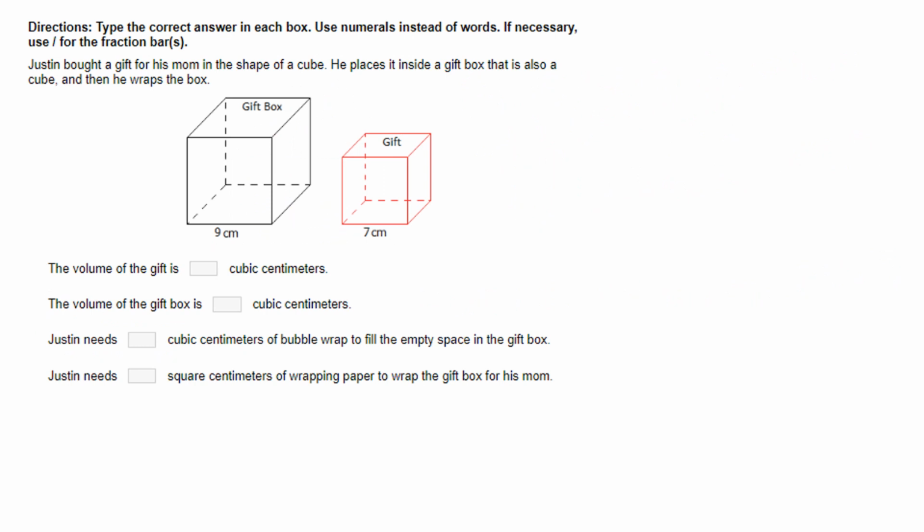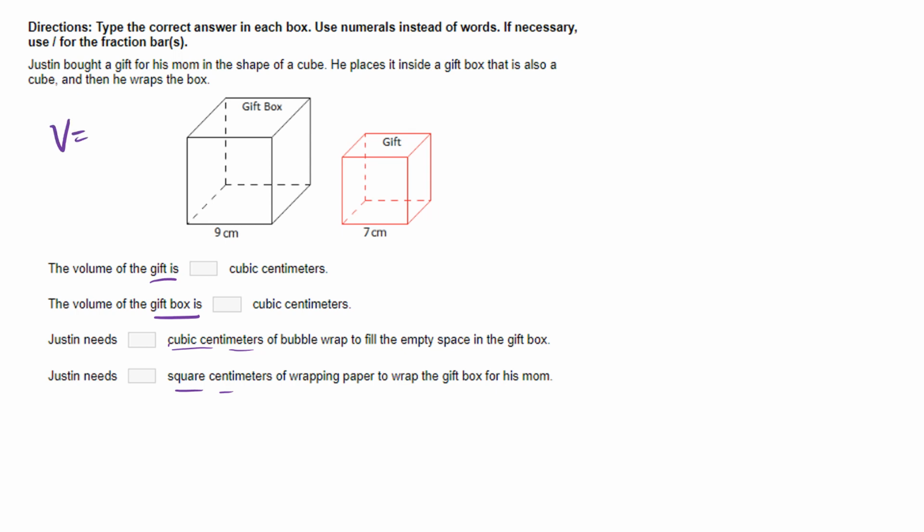Justin bought a gift for his mom in the shape of a cube. He places it inside its gift box that is also a cube. Then he wraps the box. So we need to know the volume of the gift, the volume of the gift box, how many cubic centimeters of bubble wrap to completely fill the empty space, and then how many square centimeters of wrapping paper he'll use. So we're going to start with finding the volume of this first box.